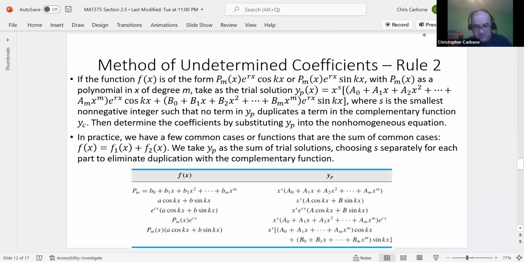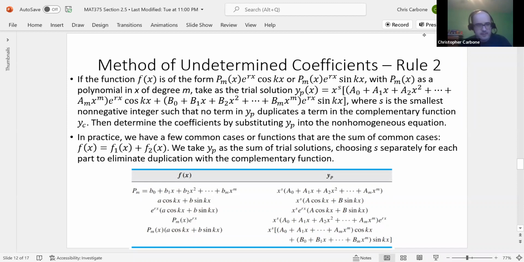We take as our trial solution y sub p of x is equal to x to the s power times a sub 0 plus a sub 1 times x plus a sub 2 times x squared, all the way down to a sub m times x to the m, times e to the lx times the cosine of kx, plus b sub 0 plus b sub 1 times x plus b sub 2 times x squared, all the way down to b sub m times x to the m, times e to the lx times the sine of kx, where s is the smallest non-negative integer such that no term in y sub p duplicates a term in the complementary function y sub c. Then we would determine the coefficients by substituting y sub p into the non-homogeneous equation.